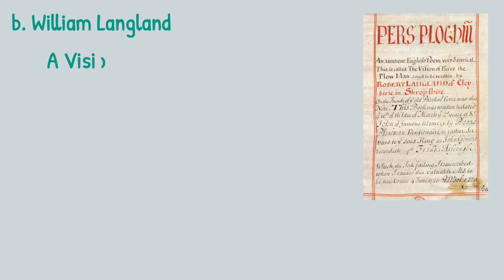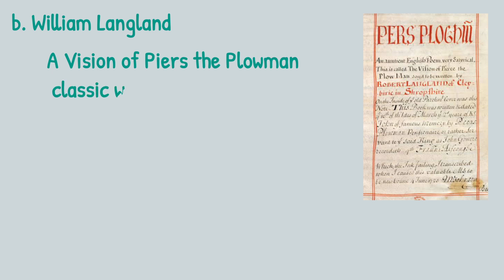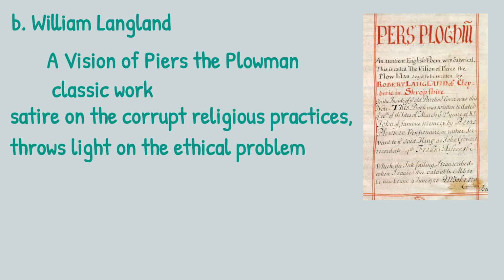One of the greatest poets of the Middle Ages was William Langland, and his poem, A Vision of Piers the Ploughman, holds an important place in English literature. In spite of its archaic style, it is a classic work in English literature. This poem, which is a satire on the corrupt religious practices, throws light on the ethical problems of the day.